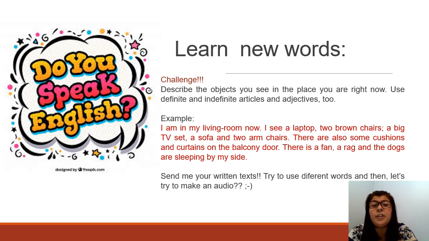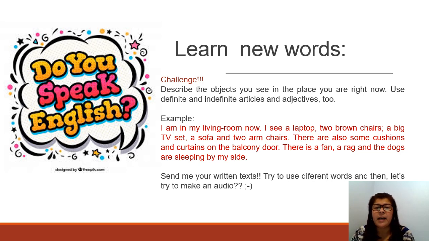Finally, to finish this class, we have a little bit of written practice, and I'm also going to challenge you to try to read it aloud and practice your oral ability, okay? So learn new words. Describe the objects you see in the place you are now, and use the definite or indefinite articles and the adjectives too. You can use as many words as you like to make your description precise, okay?